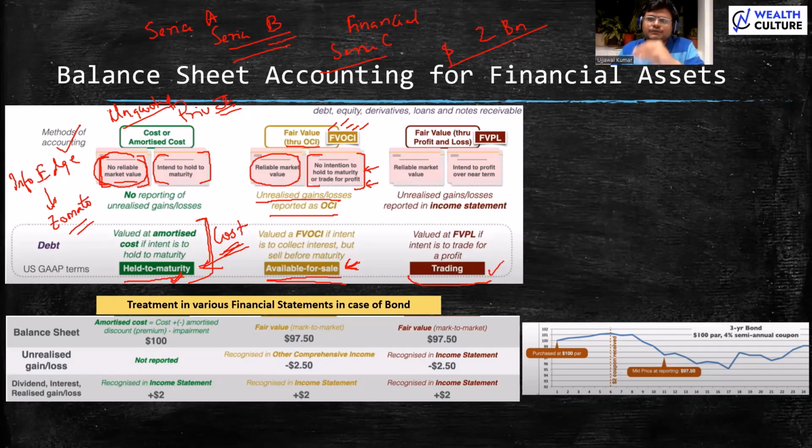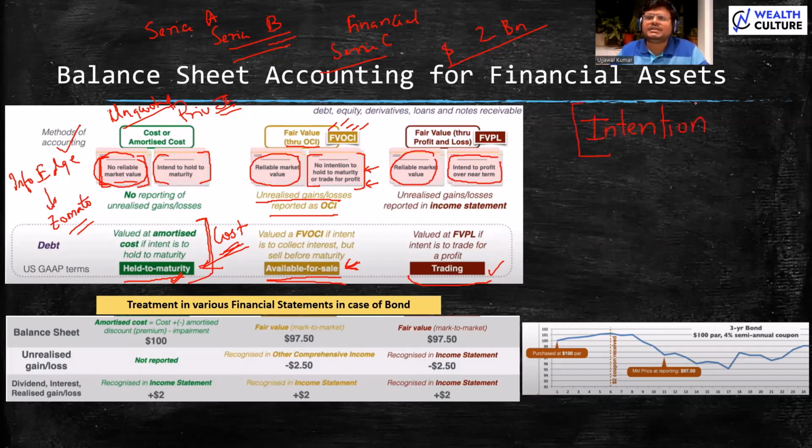So this is purely for trading purposes: we invested and we intend to sell. There is a reliable market value available for these assets and we intend to profit over the near term. So the way you classify these assets is purely on the intention. Now, this is the most important word here, intention.